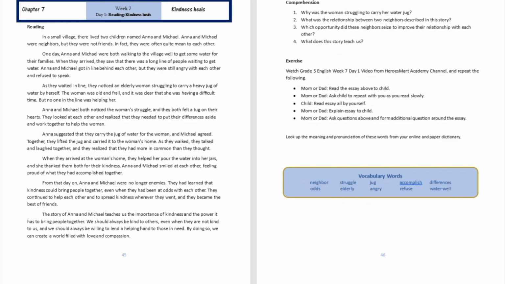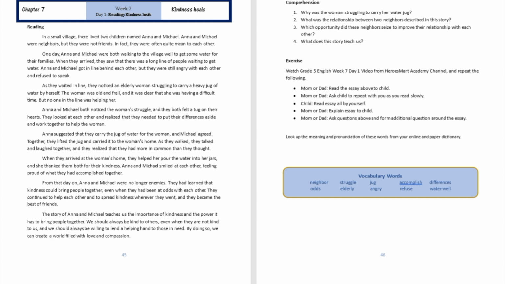In a small village, there lived two children named Anna and Michael. Anna and Michael were neighbors, but they were not friends. In fact, they were often quite mean to each other. One day, Anna and Michael were both walking to the village well to get some water for their families. When they arrived, they saw that there was a long line of people waiting to get water.